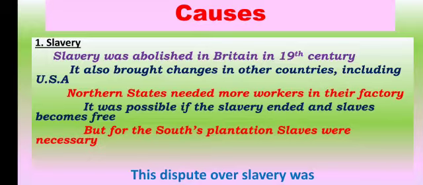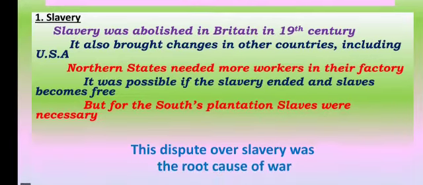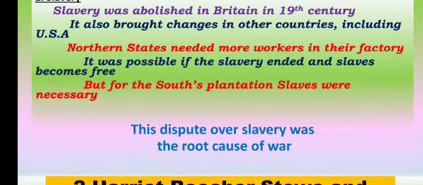This dispute, that is, the need of workers in the factories of the northern states, so that they needed the slaves to be freed, and the necessity of cheap labor in the plantations of the southern states, for which they needed to continue the slavery system. This dispute over slavery was the root cause of the civil war.